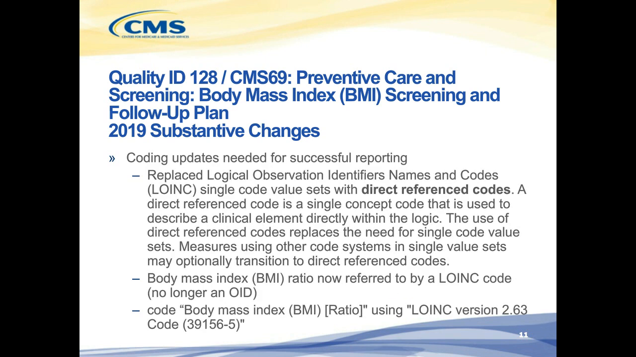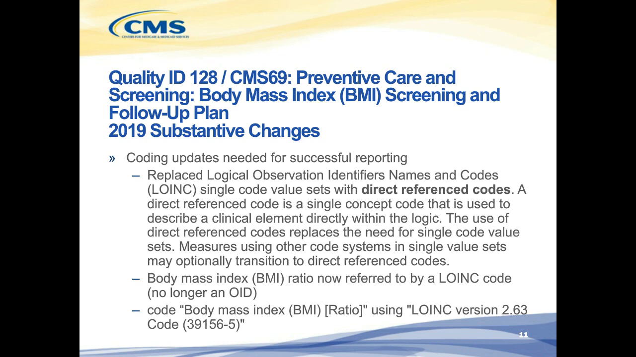And of course, all of the eCQM measures have been converted to CQL. In addition to that conversion to CQL, we've also added the ability to express single-code value sets as a direct reference code. So for 2019, any LOINC value set which contained a single code has been converted to a direct reference code. What this means is that instead of the value set with an OID, which contains that single code, the measure logic now just has a direct reference to that single code. And I'll explain that a little bit more on the next couple of slides.